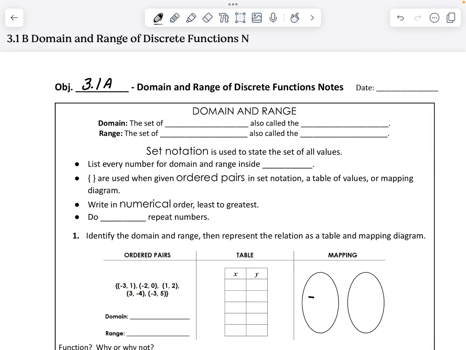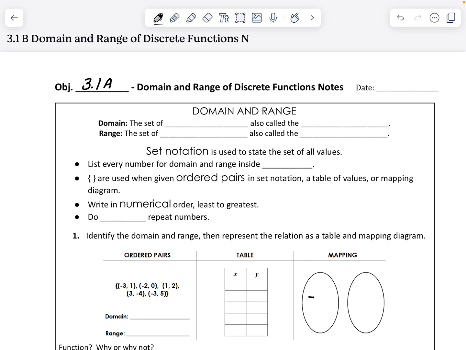All right, in this video, I'm going to cover 3.1a, domain and range of discrete functions notes. So today I'm going to be talking about discrete functions, which are functions with specific points, not continuous, like a smooth line. You're going to see just points or ordered pairs.